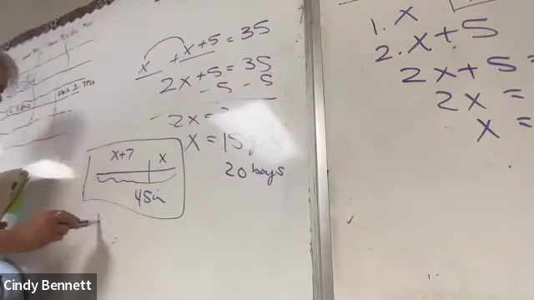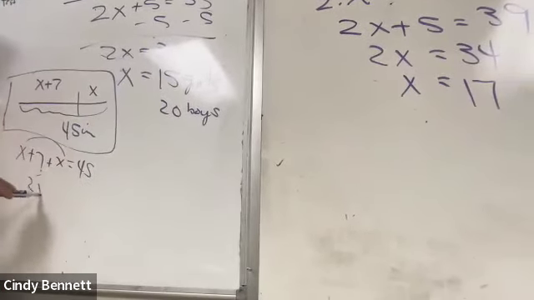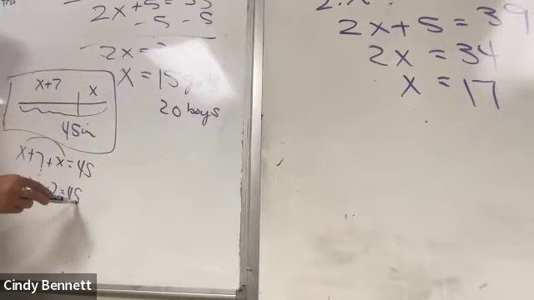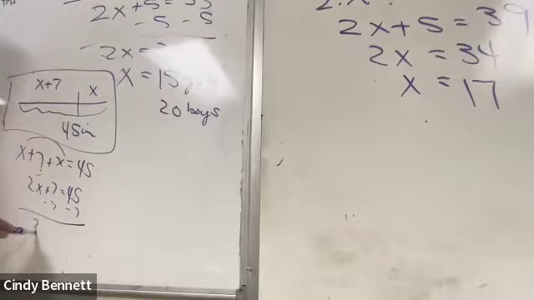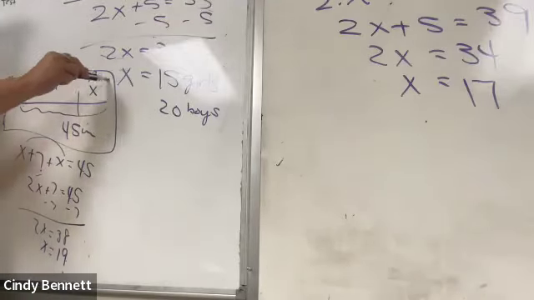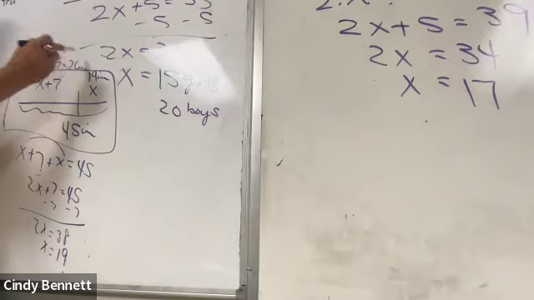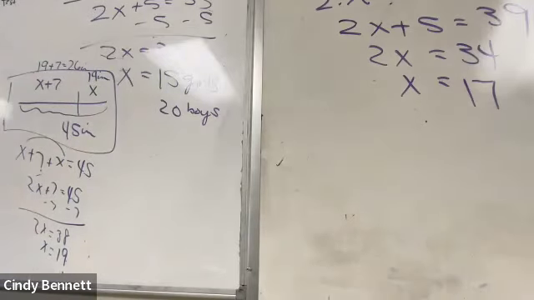Okay, so I'm gonna set up my equation. And I'm gonna get x plus x is 2x. And then subtract 7. And then divide by 2. Okay, so the question was, how long should each piece be? So one piece is going to be 19 inches. The other one's going to be 19 plus 7, which is 26 inches.